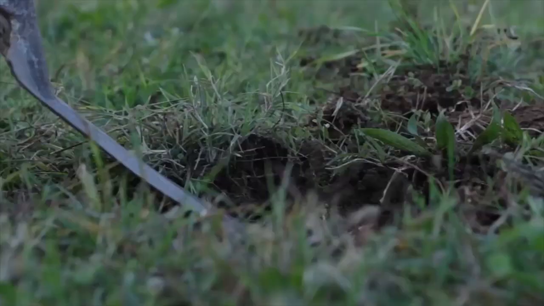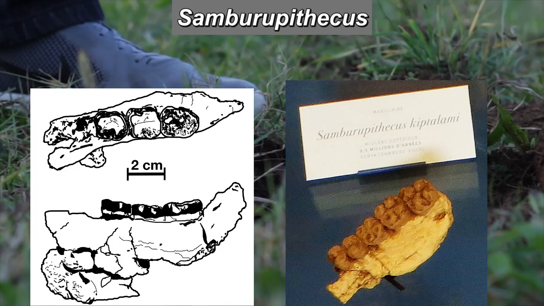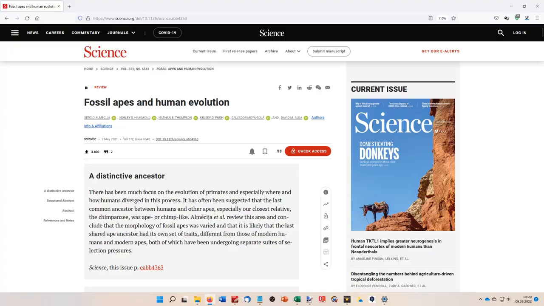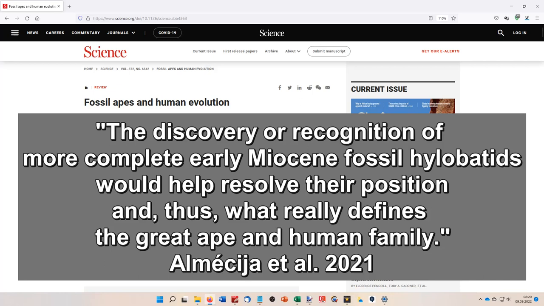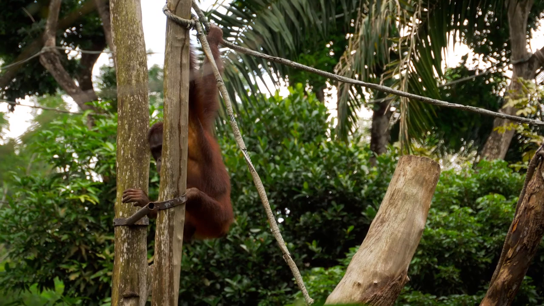In the case of the late Miocene apes called Chororapithecus, Nacholapithecus, and Sambungpithecus, the available fragmentary remains also preclude a conclusive assessment, as Almécija and colleagues write. Let us now turn to the interpretation of these fossil data from an evolutionary perspective. According to Almécija and colleagues, the position of the lesser apes and the definition of the greater apes is unknown. Therefore, the evolutionary origin cannot be clearly modeled. It is also unclear where the great apes, that is, orangutans, gorillas, and chimpanzees, come from evolutionarily.